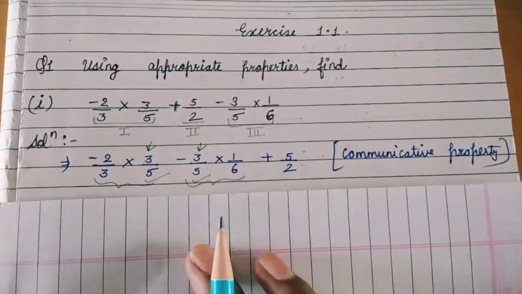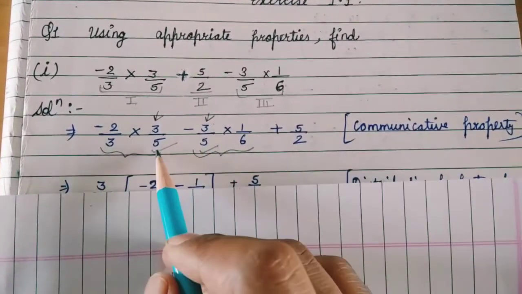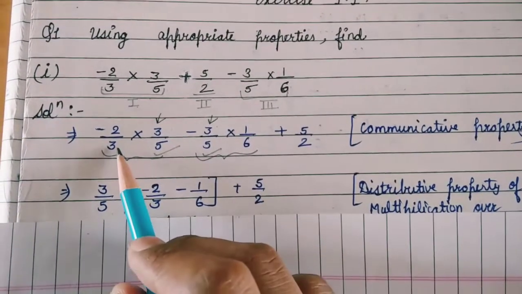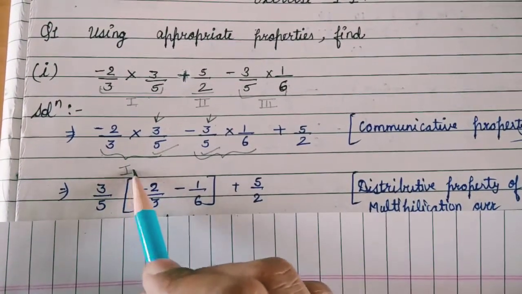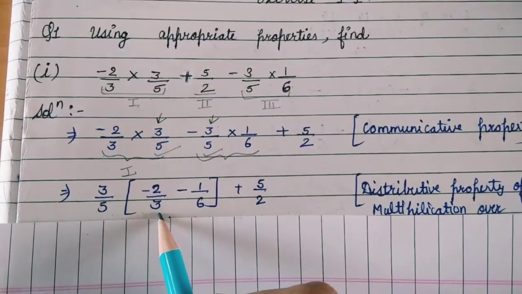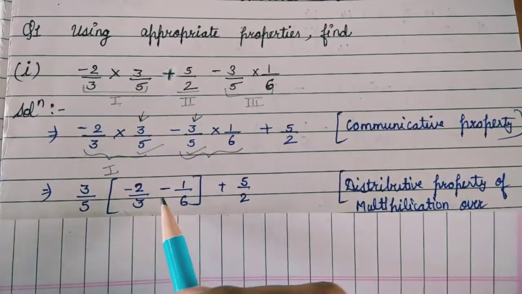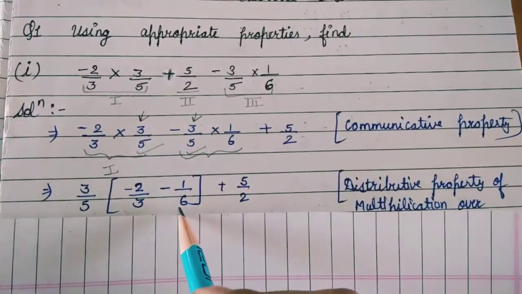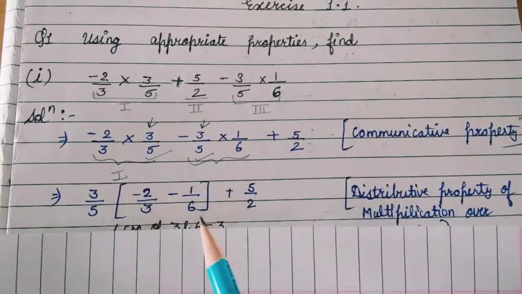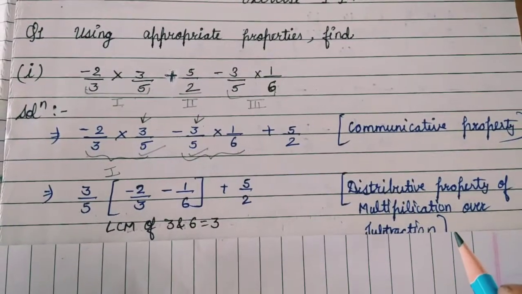Okay. Now simply we will take 3 upon 5 from both sets as common. 3 upon 5 we have taken as common. So what is remaining here? In the first term remaining is minus 2 upon 3. So minus 2 upon 3 comes in the bracket. Minus, okay, this minus will come as it is. In the second term 1 upon 6 is remaining, plus 5 upon 2 as it is. Simply you can see here we have distributive property of multiplication over subtraction.